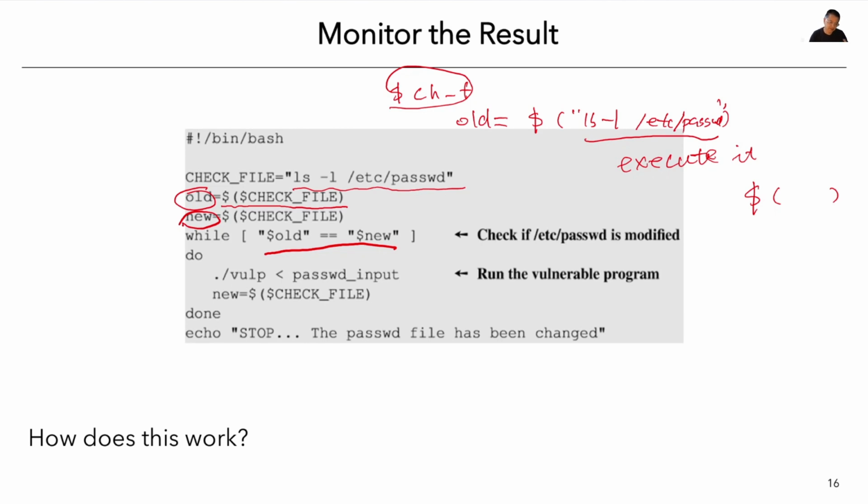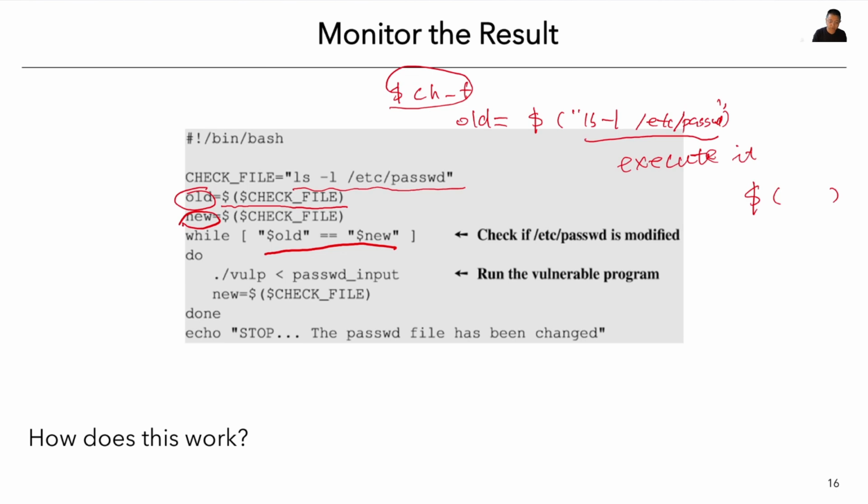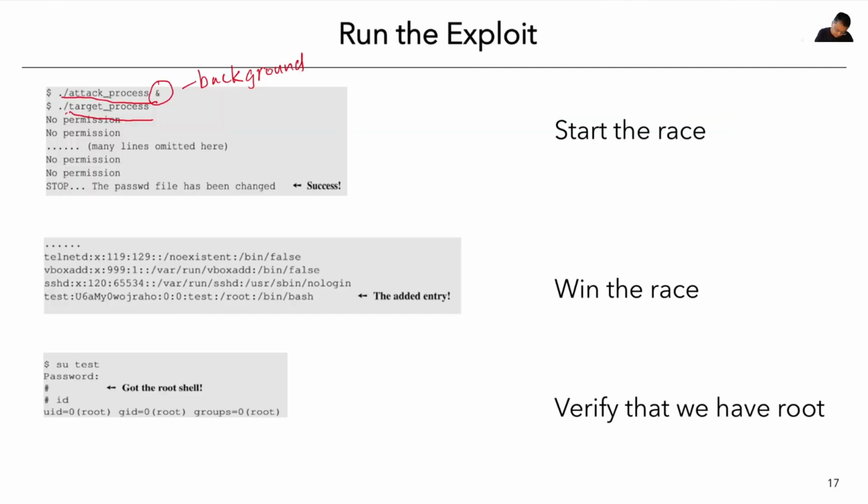So this is how this script works. Here we start a race. We run the attack process first. This sign means running in the background. Then we run the target process. The target process will be this batch. This batch here will keep running the vulnerable program and at the same time check whether the attack succeeded or not. Then it will stop the race, and we can check the password file over here. So it has been added to the password file. Now we can su test, and we give the password. The password will be empty. So now we can get the root shell. This is how the race condition exploit works in this example.